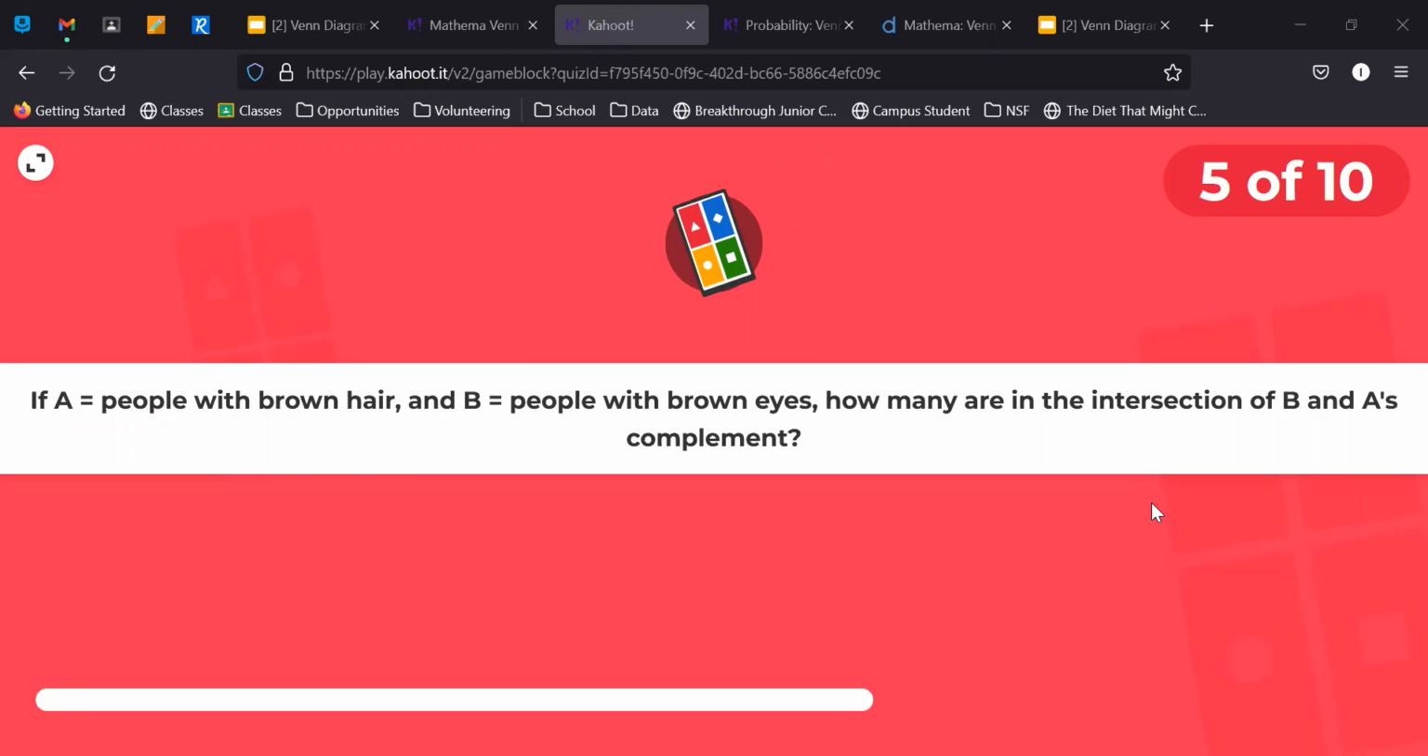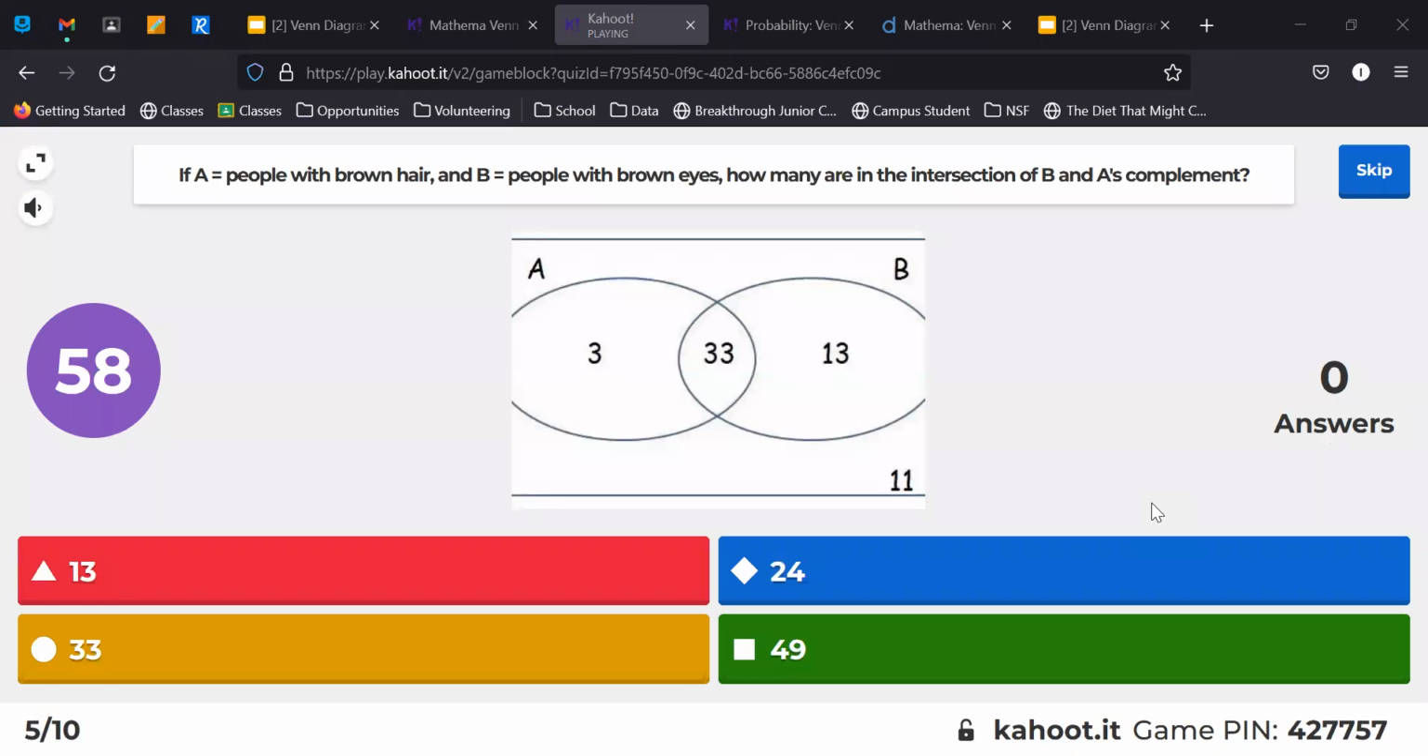Okay, so this is a bit more complex, right? So the intersection of B and A's complement. So it's asking about the intersection of B, not B's complement and A's complement, but B and A's complement. Oof.